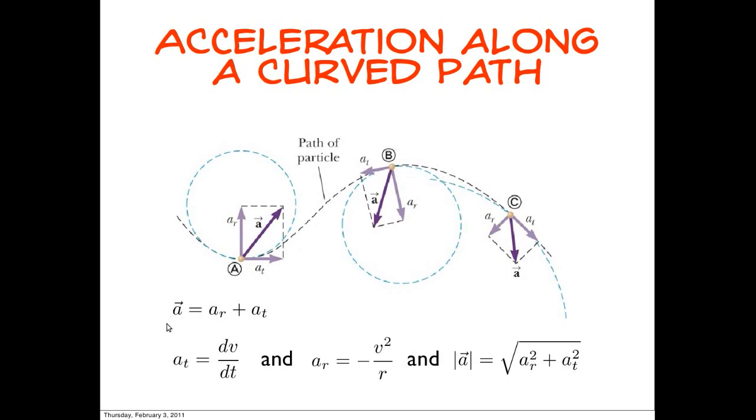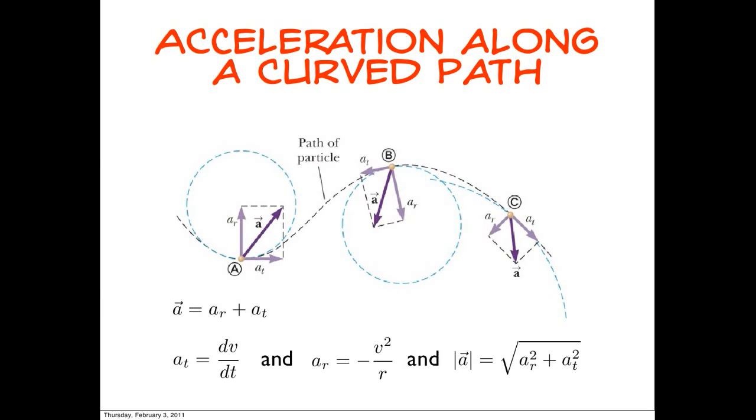Let's look more closely at the components of acceleration. The tangential component of the acceleration is equal to dv by dt. The tangential acceleration is responsible for the change of speed of the particle. It points tangent to the path of the particle along the velocity vector. Radial acceleration is responsible for the change in direction. It does not change the speed. The radial acceleration is equal to negative v squared over r.